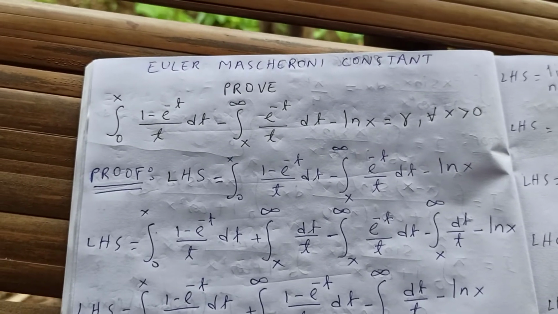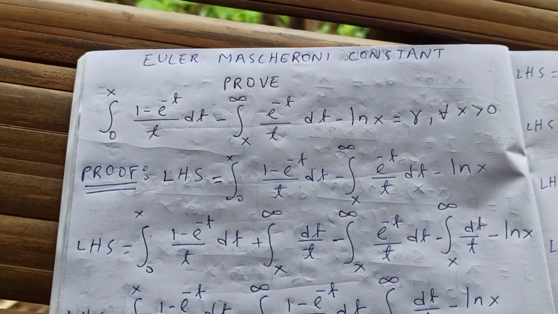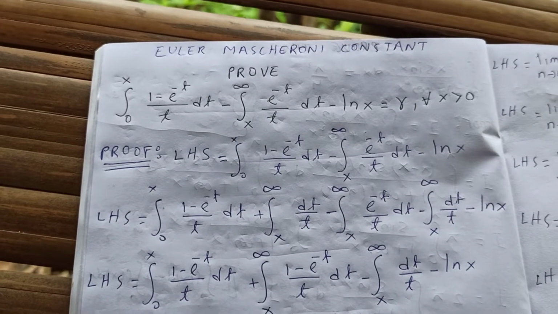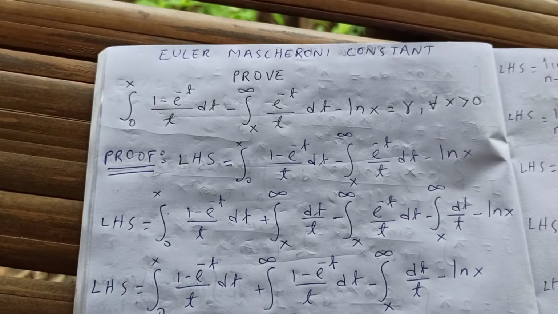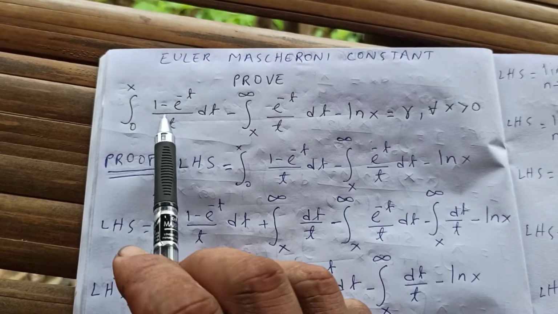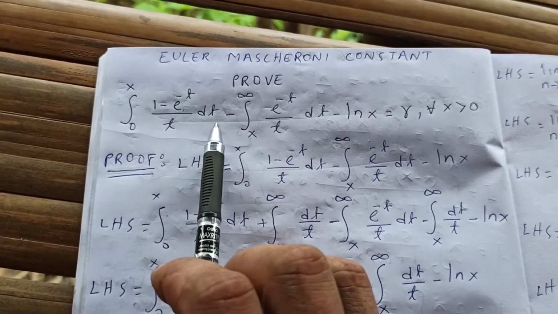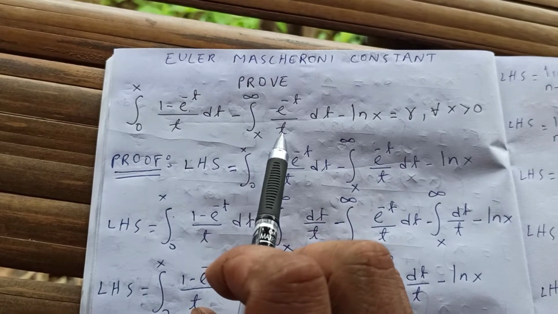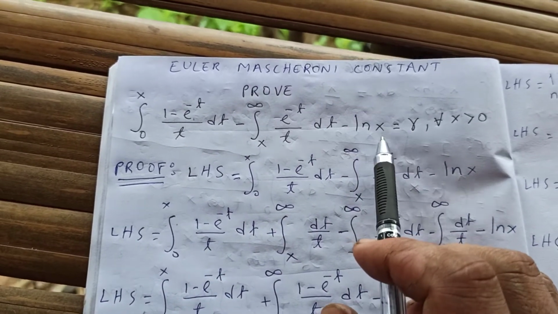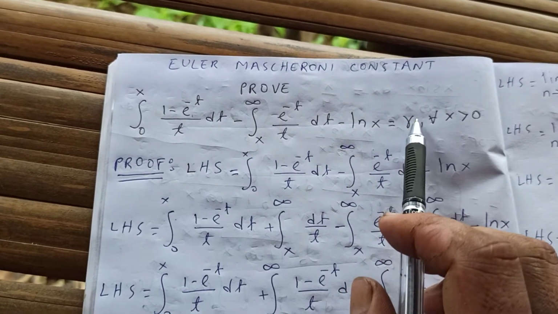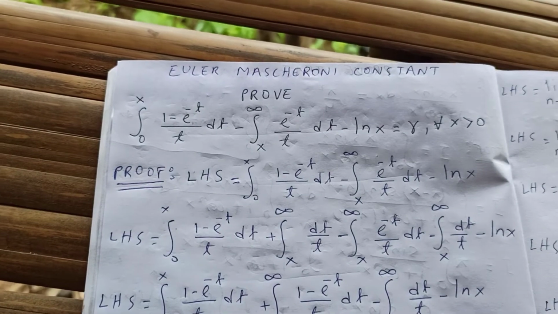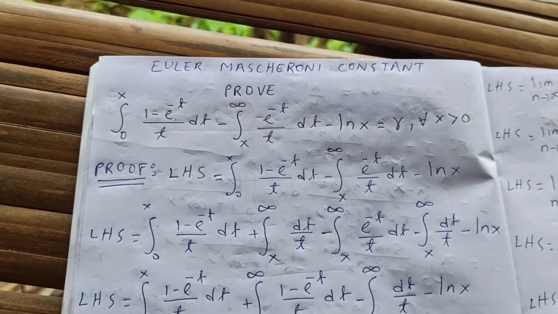Let's see our Euler-Mascheroni constant. Here is another integral representation of the Euler-Mascheroni constant. The integral from 0 to x of (1 minus e to the negative t) upon t dt, minus the integral from x to infinity of e to the negative t upon t dt, minus the natural log of x, is nothing but our Euler-Mascheroni constant. Here x is greater than 0. Okay, let's start with this.